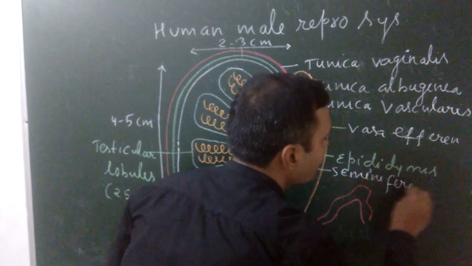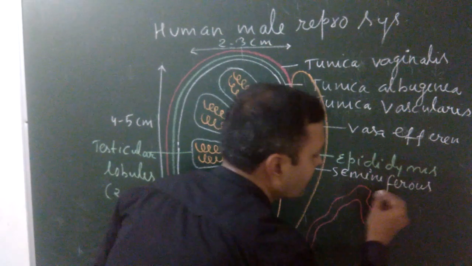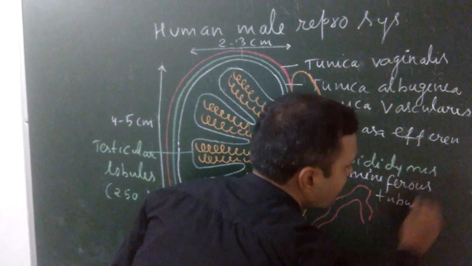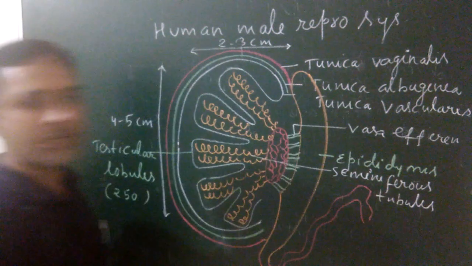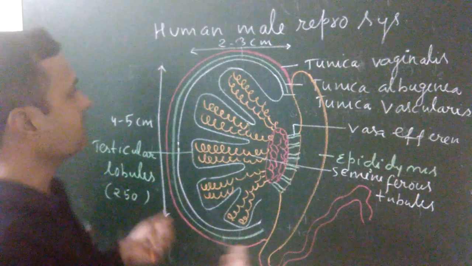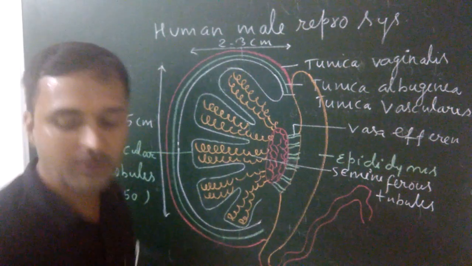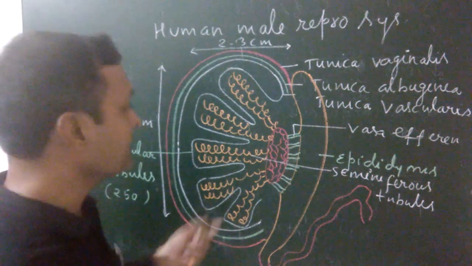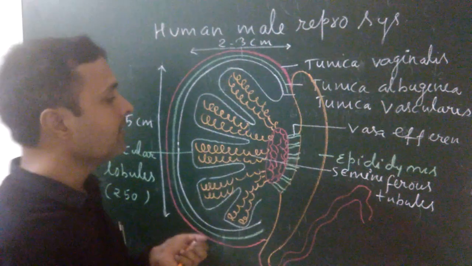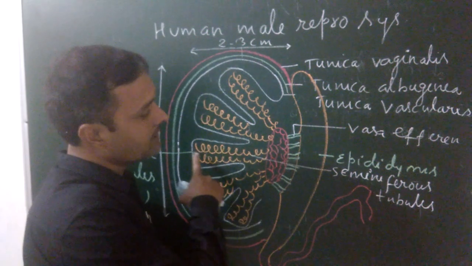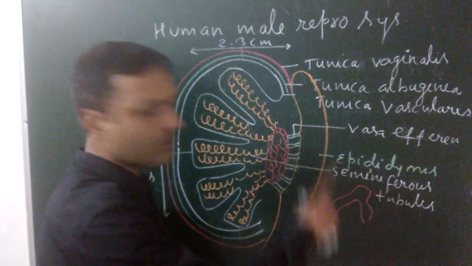Seminiferous tubules. It is about 1 to 3 in each lobule. Seminiferous tubules are the actual site of spermatogenesis in the human male. So this is the structure, or you can say the longitudinal section of the testis. By this structure, you can easily find the rete testis, vasa efferentia, seminiferous tubules, epididymis and vas deferens.